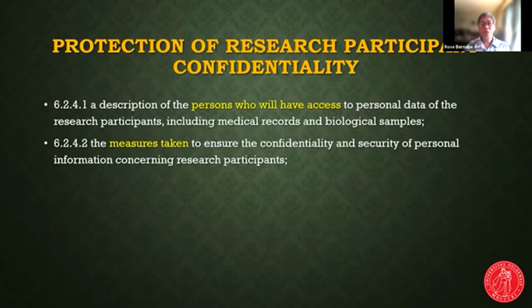Next point, protection of research participants' confidentiality. A description of the persons who will have access to personal data of the research participants, including medical records and biological samples. This is something that an ethics committee would have to look into. Who will have access to the personal data? What kind of access? Will they have access to everything? Up to when will they have access?